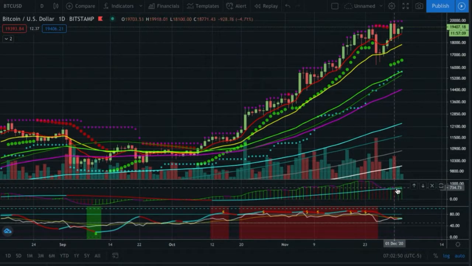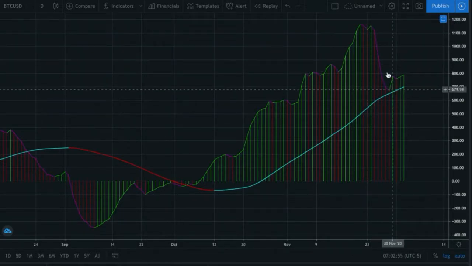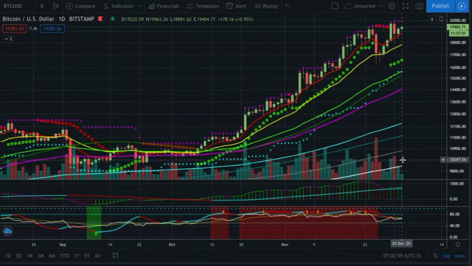We built divergence right here. Now we haven't actually topped out yet, but essentially on the daily we bounced the slope line, put in a much lower high on the actual histogram, and here we put in a higher high. So from this point to this point, we have higher price action on the daily, but we have a lower peak so far on the histogram.